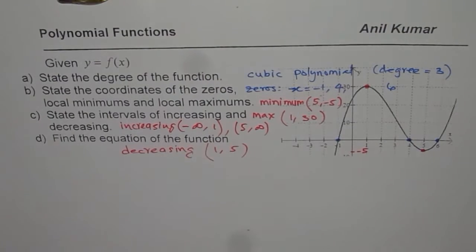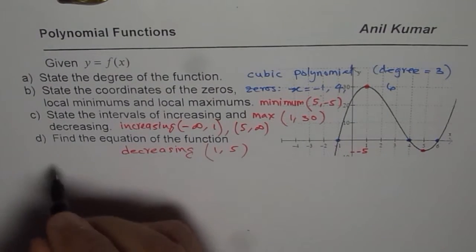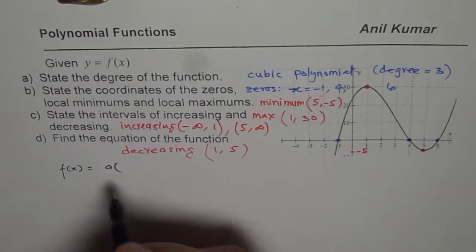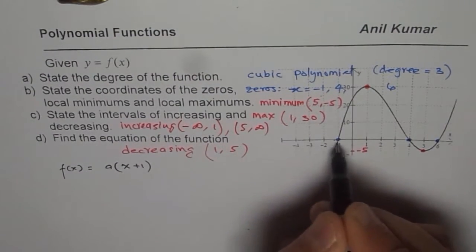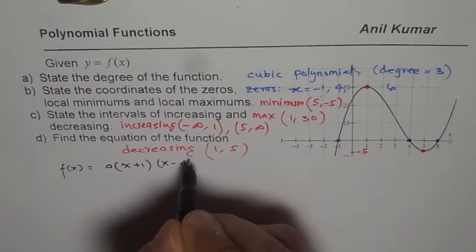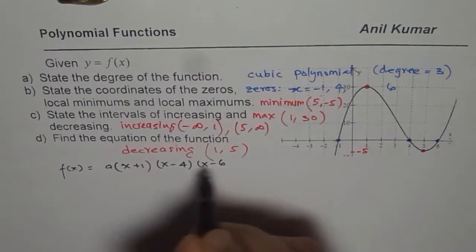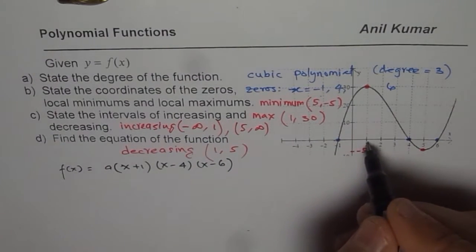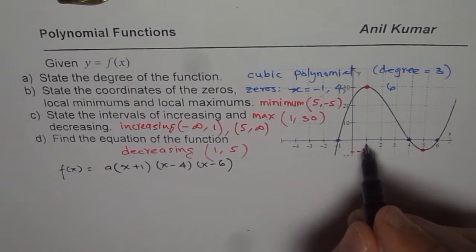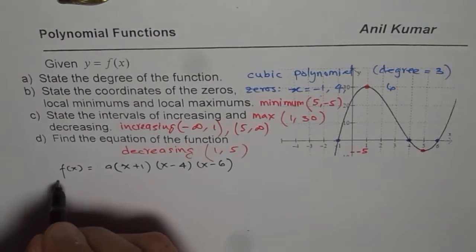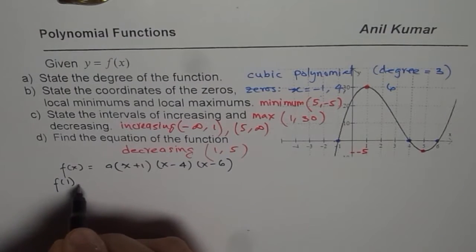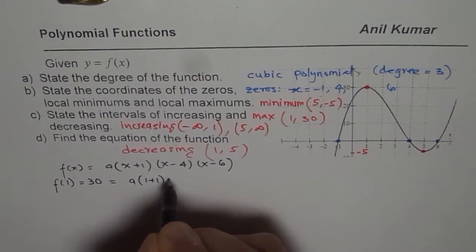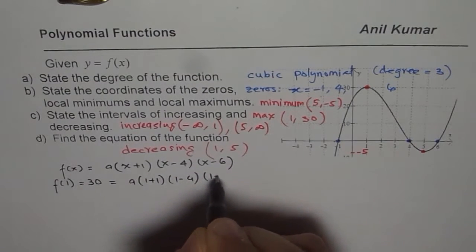Find the equation of the function. Since it is a polynomial function, I can write the function as f of x equals a times, we know the x-intercepts, (x plus 1), then (x minus 4), and then (x minus 6). To find the value of a, we can use the maximum point given to us at (1, 30). So f of 1 equals 30, which is a times (1 plus 1)(1 minus 4)(1 minus 6), right?